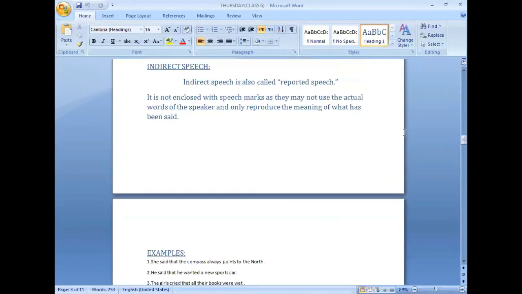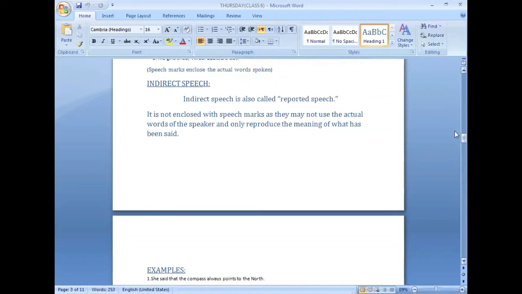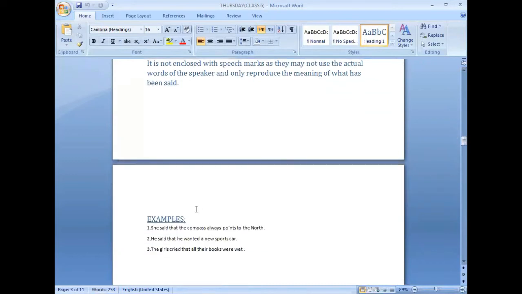Now we come to a third example. The girls cried, "All our books are wet." So now when we change it into indirect speech, the girls cried, we'll add the conjunction "that", then "all". "Our" will change into "their" books. "Are" will change into "were". So there's a pronoun change and a verb change here. The girls cried that all their books were wet.